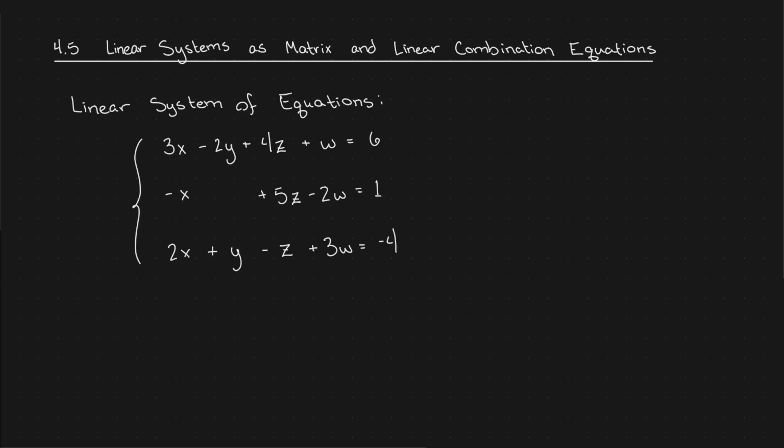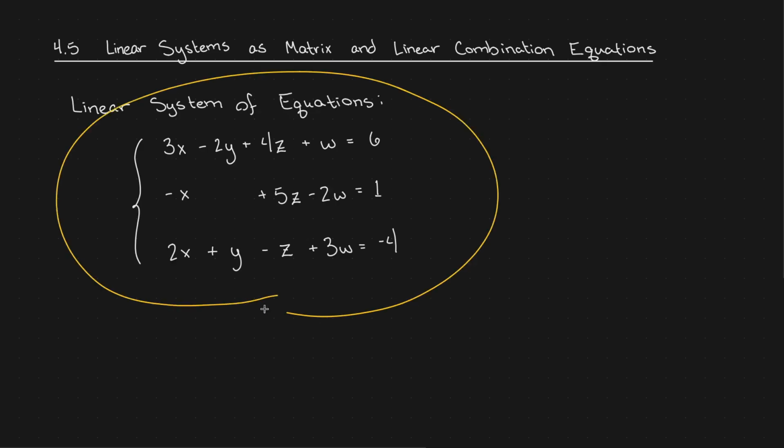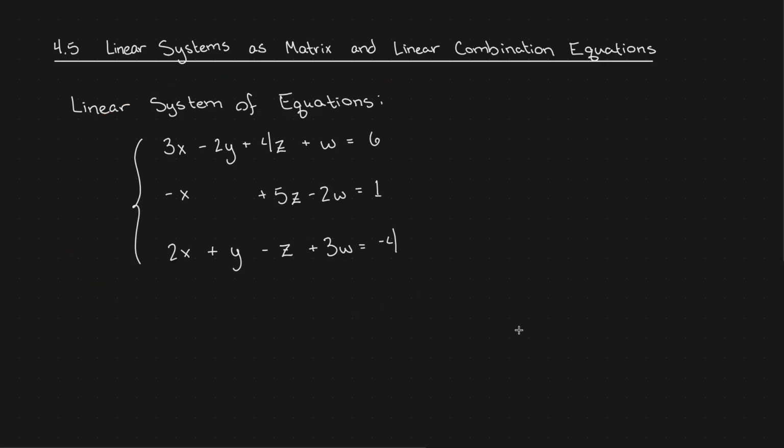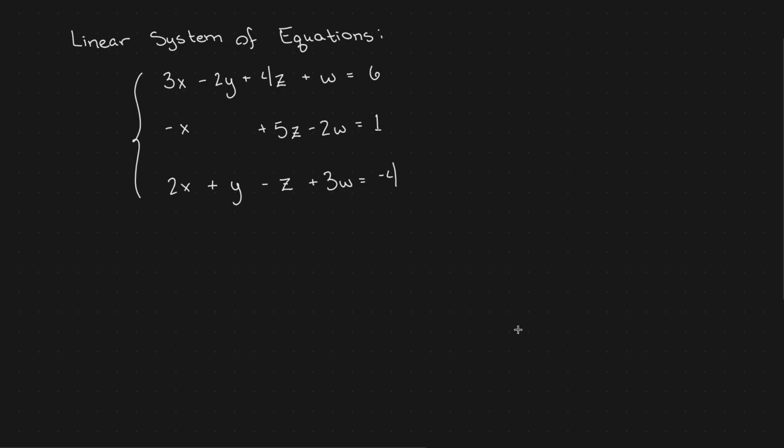In this section, we're going to explore all the different ways we have to represent a linear system of equations. So I have here a system of linear equations that we can use as an example. Okay? Now, we've seen that another way we could represent a linear system of equations is as a linear combination equation.